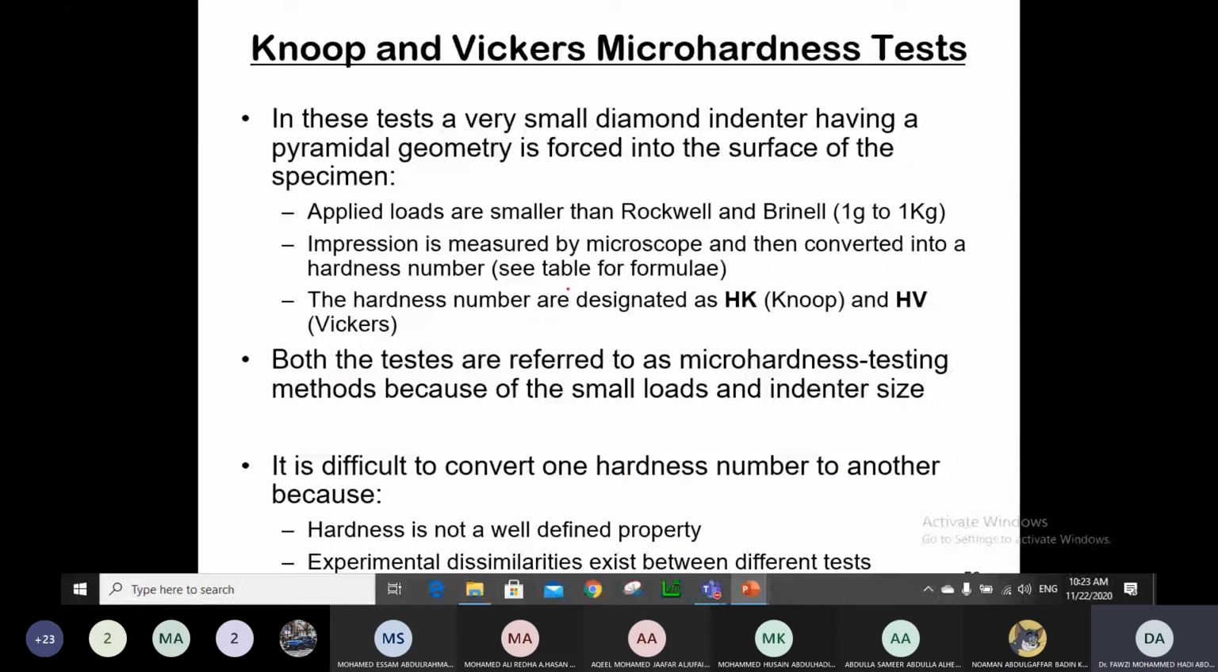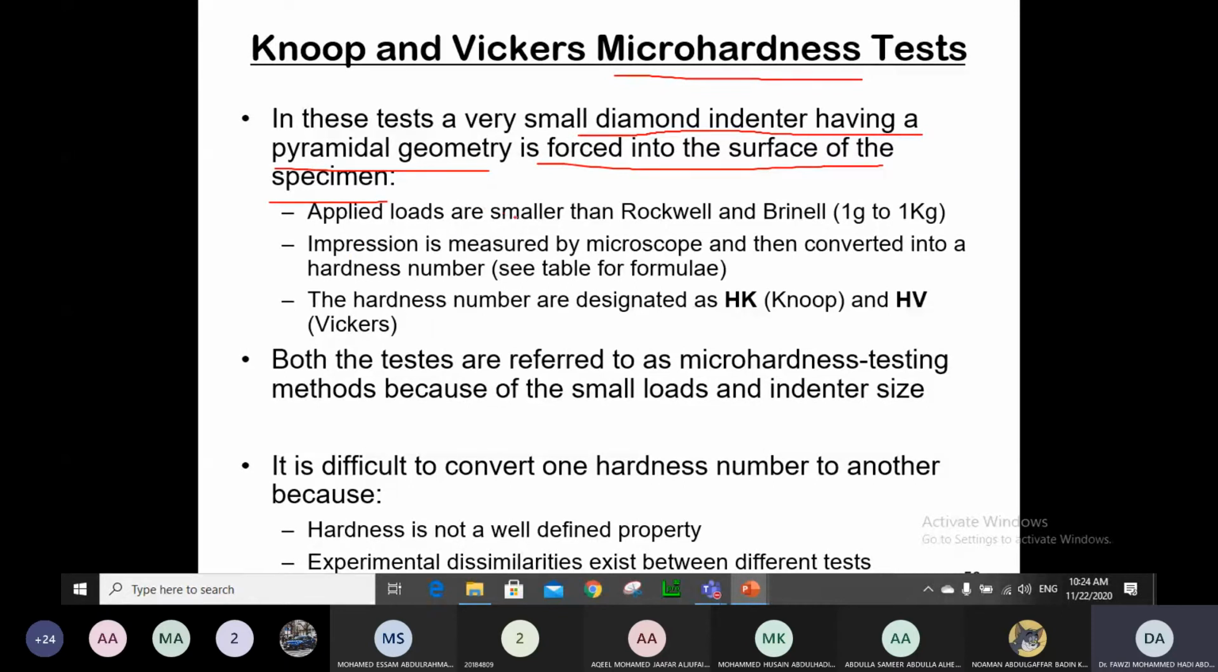The Knoop and the Vickers, you see I'm putting them both together. Knoop and Vickers, both of them are called microhardness tests. In these tests, very small diamond indenters are used, of course they are different in shape, of pyramidal geometry, of course both of them pyramids, but again, as we said, they have different dimensions. This indenter is forced into the surface of the specimen.